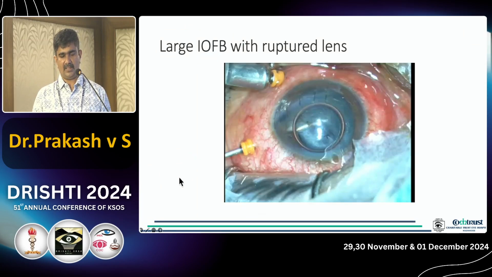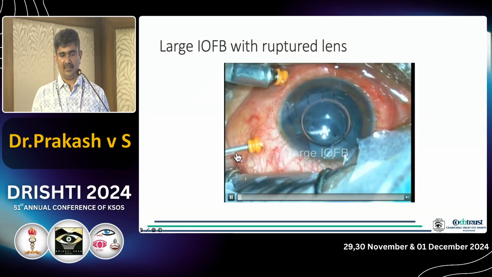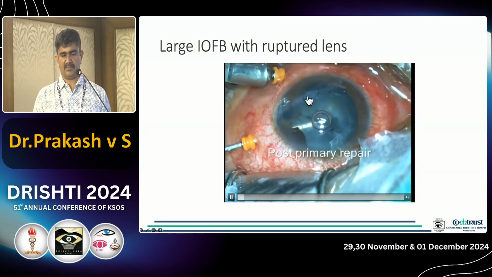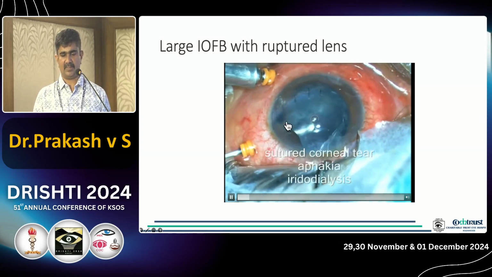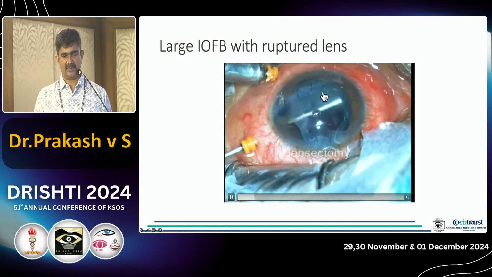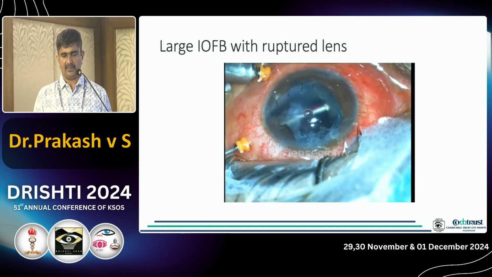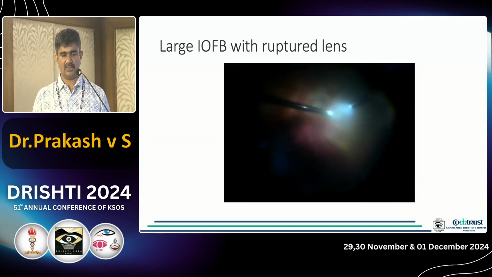So here you have a large intraocular foreign body, and the lens is already damaged. You can see the corneal tear which has been primarily repaired. There is a large iris injury here. Iris is traumatized badly. So this corneal tear tells you that this foreign body is going to be large, and all the residual cortex or nucleus, everything is removed.